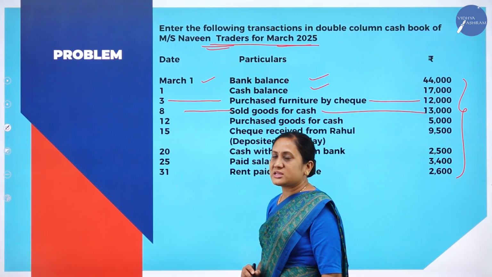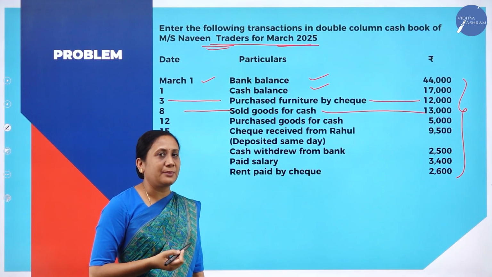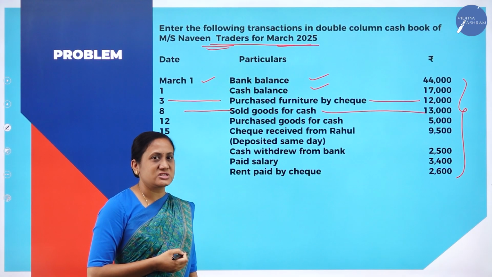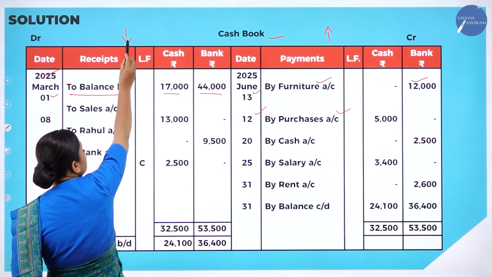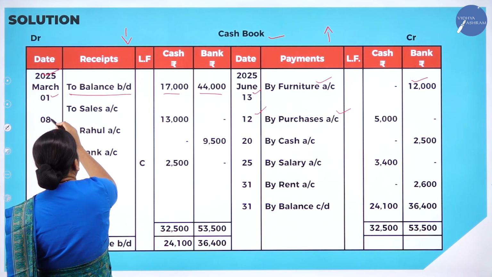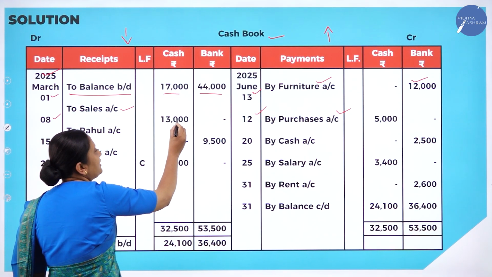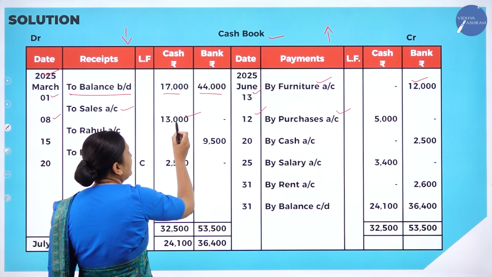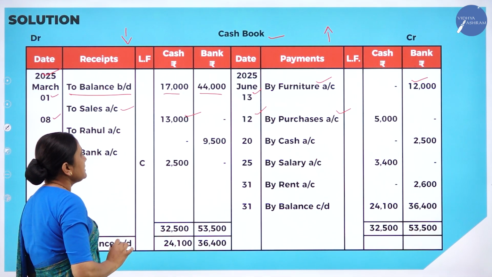Now, 8th, sold goods for cash, rupees 13,000. Sold goods for cash. That means sales is taking place. When they are selling, what is happening to the cash? They will receive cash, right? So that we will enter here. When they are receiving cash, when there is an inflow of cash, we will enter here. March 8 to sales account. How much are we receiving? 13,000. 13,000 cash we are receiving because of sales.